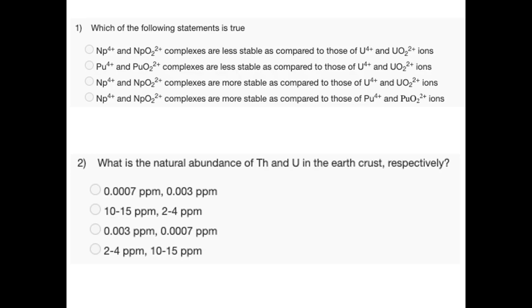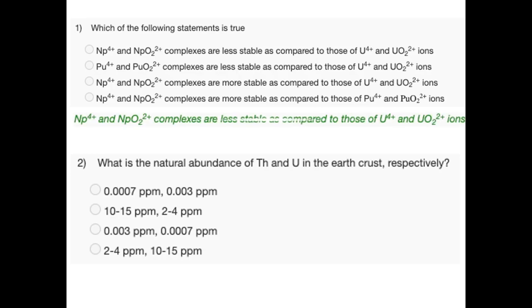Np4+ and NpO2 2+ complexes are more stable as compared to those of U4+ and UO2 2+ ions. Np4+ and NpO2+ complexes are more stable as compared to those of U4+ and UO2 2+ ions. So the right answer from the first class is Np4+ and NpO2+ complexes are less stable as compared to U4+ and UO2 2+.